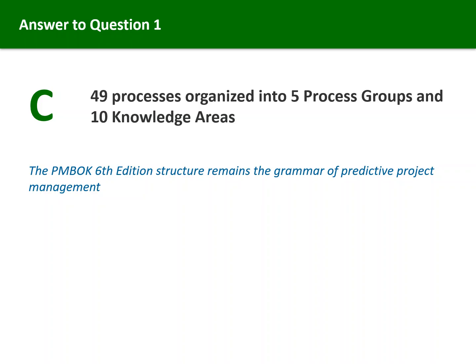The PMBOK Guide 6th edition defines 49 processes organized into 5 process groups and 10 knowledge areas. While you do not need to memorize all 49 processes and their ITTOs for the 2025 exam, you should understand how they flow together and when each process group is active. Ricardo Vargas's process flow video is the definitive resource for visualizing these interactions.